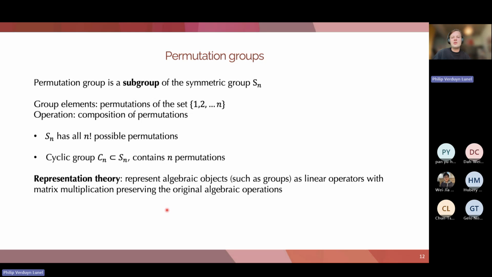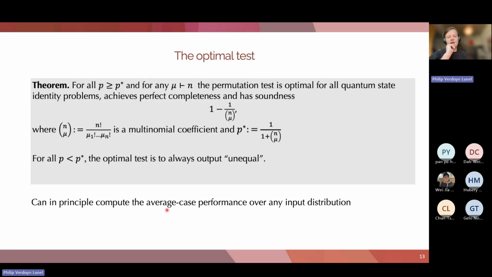And you can use representation theory of these groups to get analytical results for how well a certain test would do under a specific group. And so our main theorem is the following. There's some P star that's not important; it's going to be a very, very small P star. But for priors higher than this P star, and for any input partition, the permutation test is going to be optimal for all these quantum state identity problems. It will always achieve perfect completeness, and it has soundness 1 minus 1 over the multinomial coefficient, n choose mu, which is defined as follows.